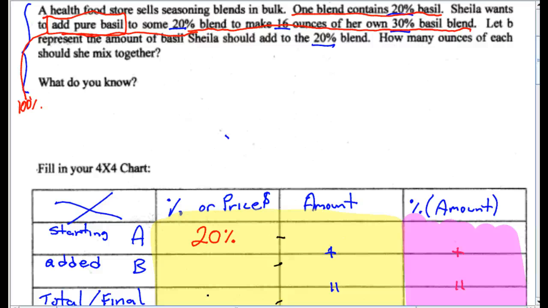That's the hardest thing about this, is that you have to read English properly. It says, Sheila wants to add pure basil to some of the 20% blend. So this 20% is just talking about your first starting point, and it wants to add the 100%. So you have to read these properly in order to get them. To make a blend of 16 ounces of her own 30%.